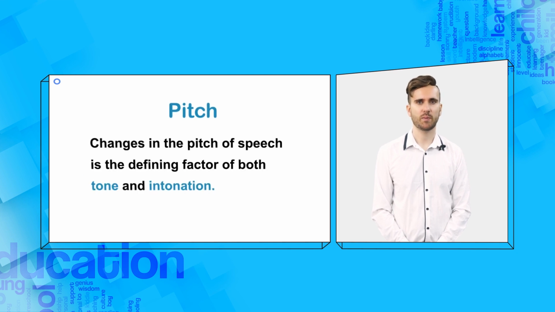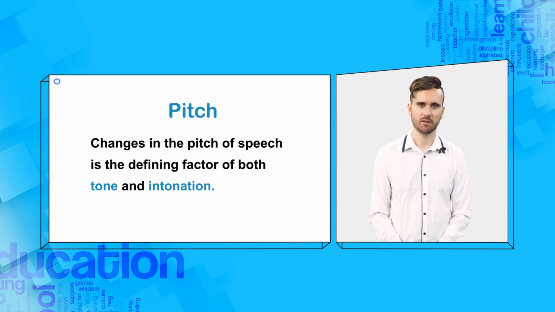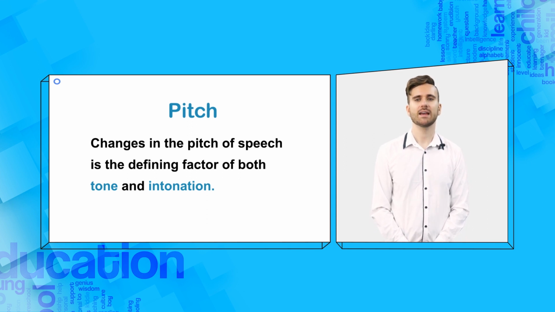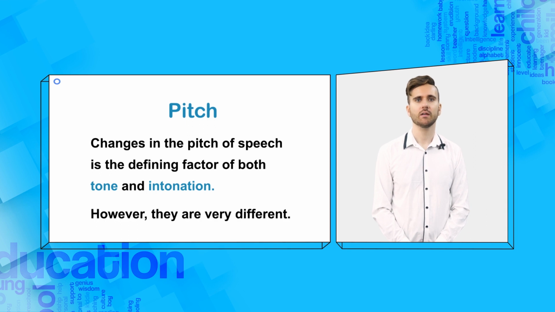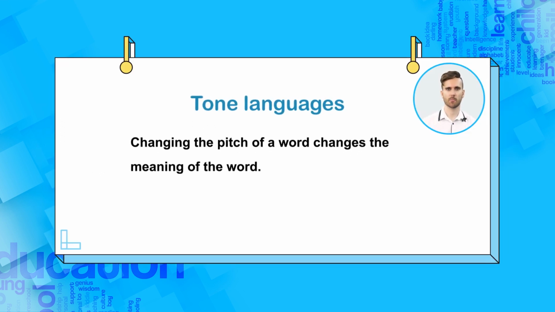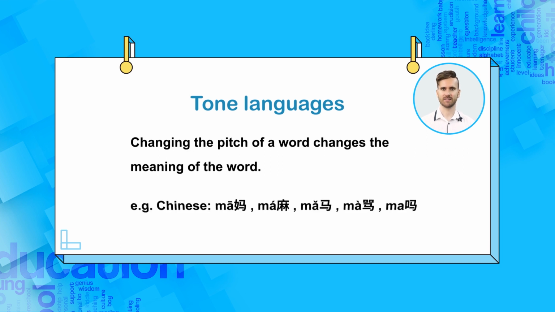Finally, pitch. Changes in the pitch of speech, namely falls and rises, is the defining factor of both tone and intonation. However, they are very different, and this difference creates two types of languages. In a tone language, changing the pitch of a word changes the meaning of the word. An example from Chinese is ma, ma, ma, ma, and ma.